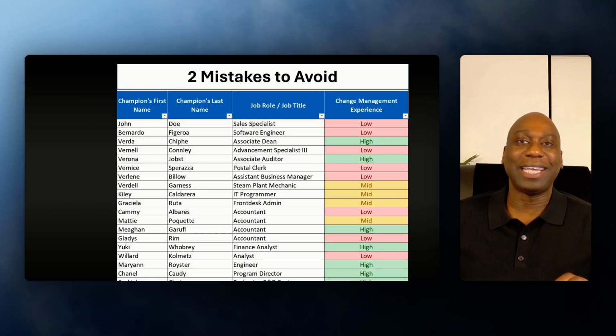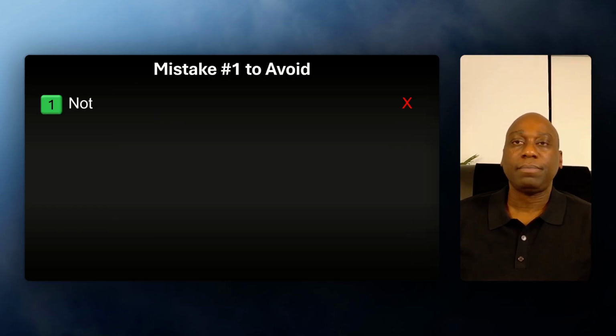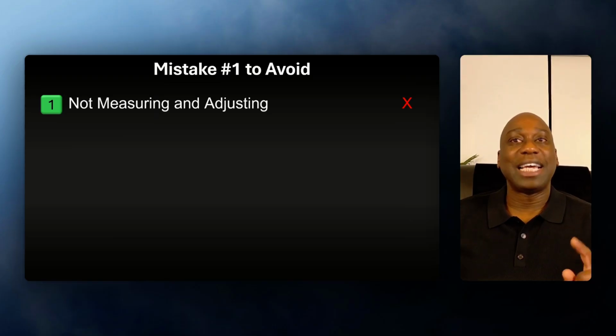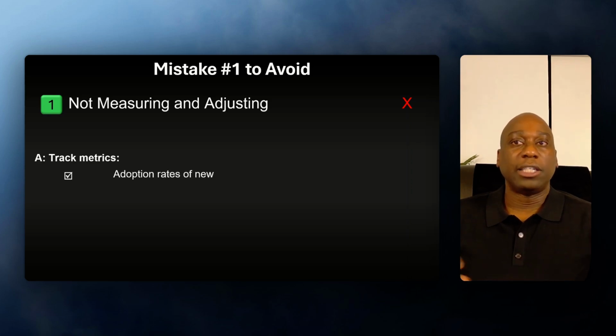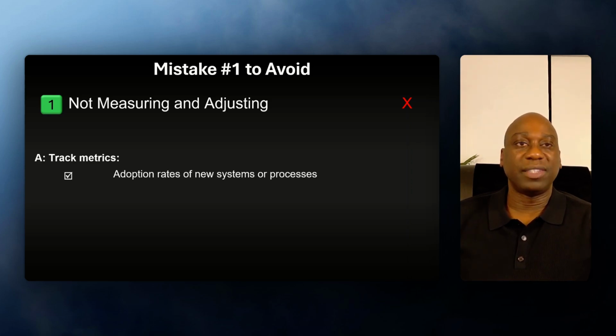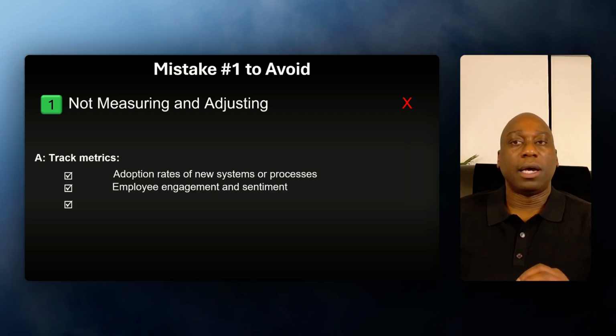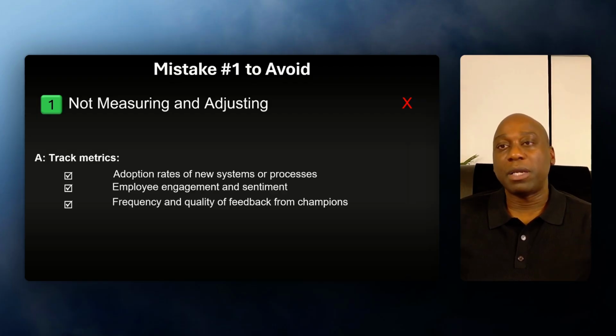But there are two important mistakes you should avoid making when launching and managing a champion network. One, not measuring and adjusting. Your network has to evolve to remain relevant. And so make sure that you're tracking metrics like adoption rates of new processes and systems, employee engagement and sentiment, frequency and quality of feedback from the champions.